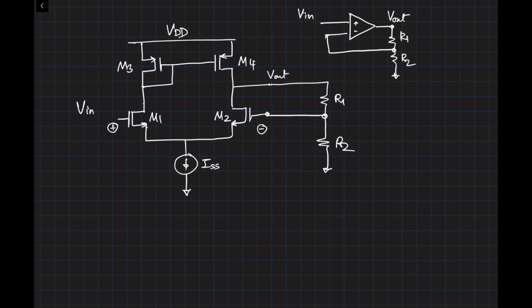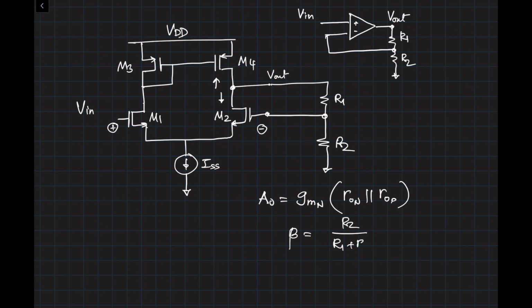So in this case, what is my A0? A0 is given by the gm of the NMOS input pair, gmN, and at the output node, looking up, we have RoutP, and looking down, we have RoutN. So gmN times RoN parallel RoP. So this would be your gain of the amplifier A0. The feedback factor beta is given by R2 divided by R1 plus R2, which is the voltage divider effect. So this would be returning feedback over here.